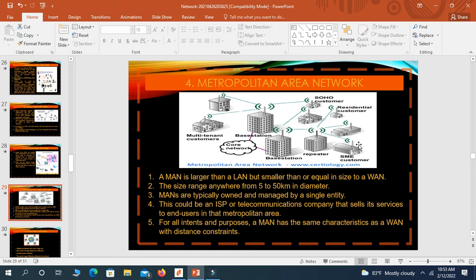A MAN is typically owned and managed by a single entity. This could be an ISP or telecommunication company that sells its services to the end users in that metropolitan area. It's a big organization, a big corporation that owns that total coverage, and it could be selling its services to the end users in that metropolitan area.